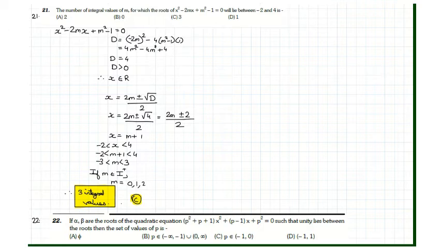X lies between minus 2 and 4, so we can substitute x equal to m plus 1. We get m plus 1 lies between minus 2 and 4, or m lies between minus 3 and 3. Since m is an element of positive integers, m can be 0, 1 and 2. Thus we have three integral values for m.